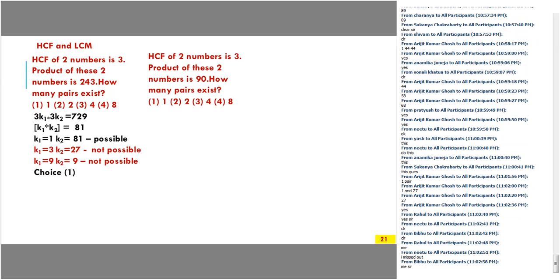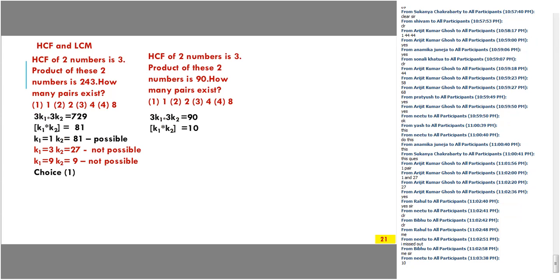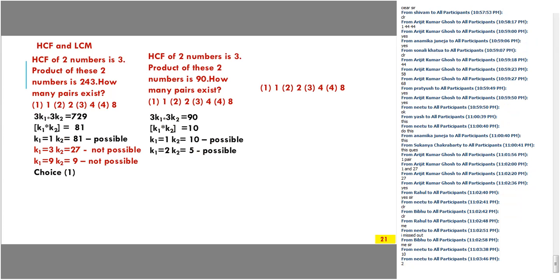Tell me how many pairs are possible. What is K1, K2 here? Quickly, what is K1, K2? So 1 into 10 possible? 2 into 5 possible? 2 pairs are possible or not? Next one, quick.